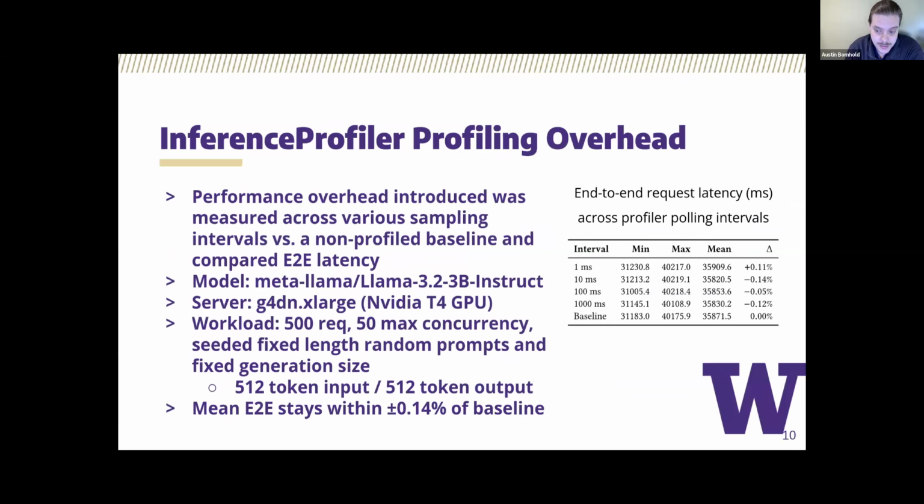Second, in order to make any observations, we first need to measure the actual overhead of how we're collecting this. So we looked at it versus not profiling it. We used Meta's Llama 3.2 on a g4dn.xlarge with a T4 GPU on AWS. We did a max concurrency of 50 with 500 requests, and then a simple fixed prompt input and fixed output of 512 tokens. Across all profiling intervals, our mean end-to-end latency stays within 0.14%.